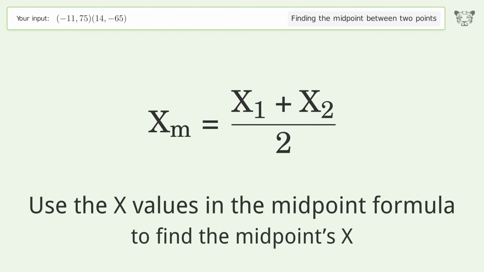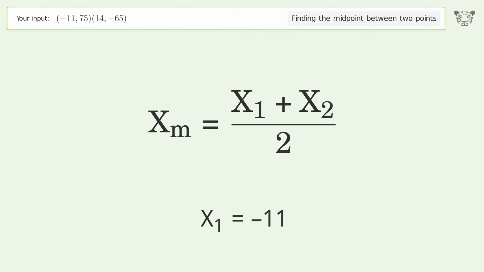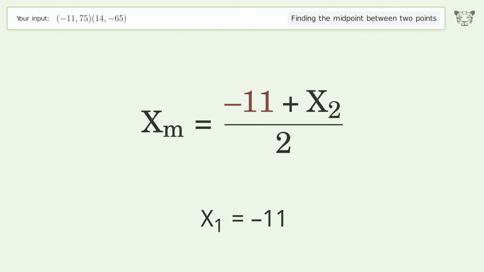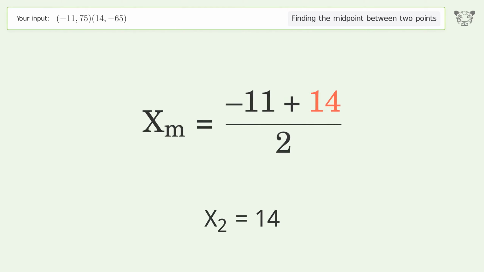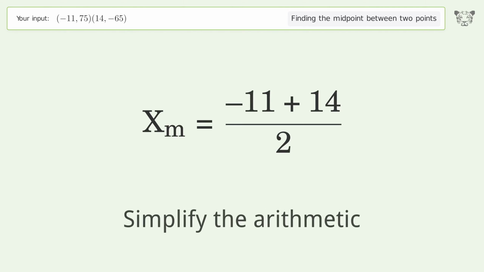Use the x values in the midpoint formula to find the midpoints x. x1 equals -11. x2 equals 14. Simplify the arithmetic.